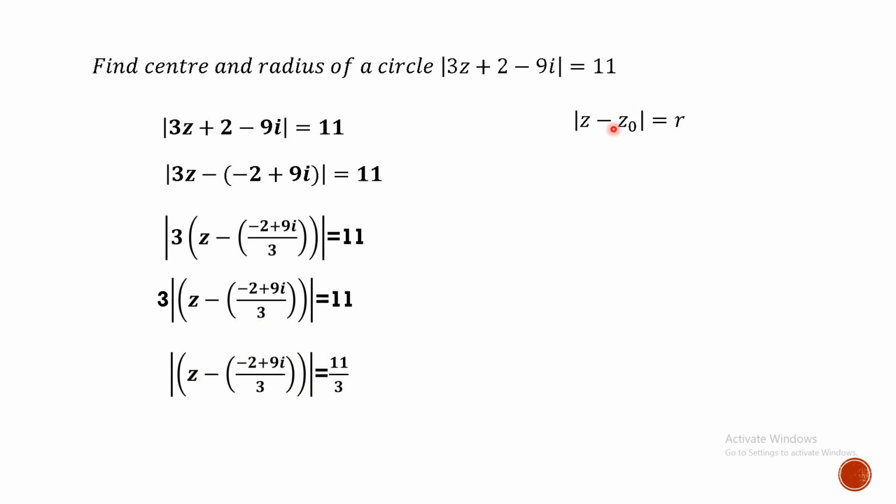Now if you compare these two equations, this equation with this equation, then now you can say this is your z0, this is your z0. That z0 is our center, and this is your radius. So here 11 by 3 is your radius. So for this circle, the center is minus 2 plus 9i by 3, and radius is 11 by 3 units. So now we know how to form equation to a circle, and if equation of circle is given, you know how to find center and radius to the circle.